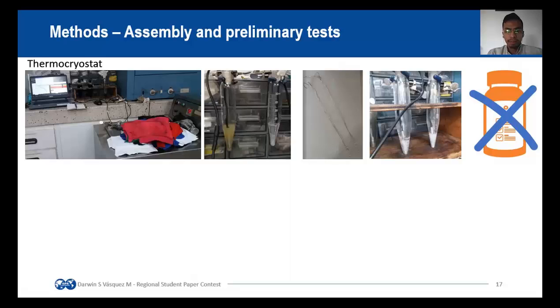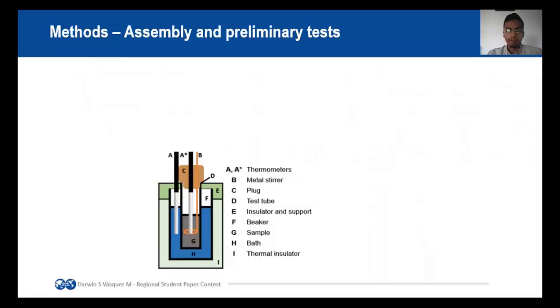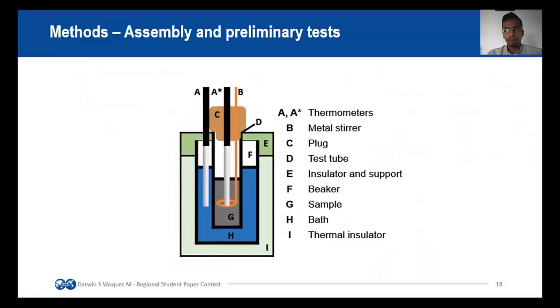Subsequently, I decreased the volume of the temperature vat to control the cooling rate a little better, and changed the sample container to a test tube. This is the diagram for the final assembly. I must emphasize that it uses accessible elements.